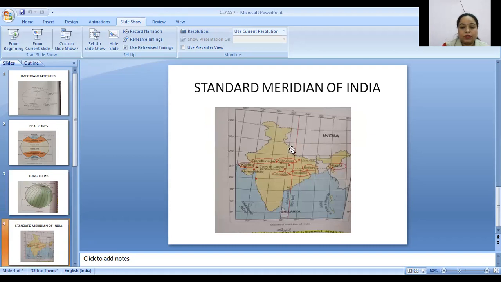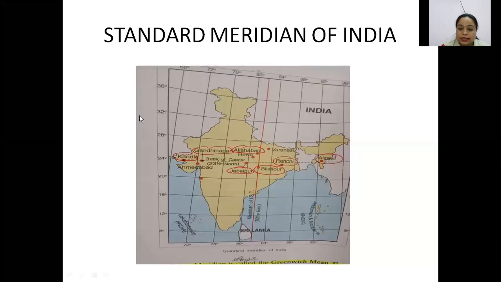Okay. Suppose this is the India map and the sun rises in the east. Everybody knows that the sun rises in the east. So what happened? The sun has already started rising in the east. But the sun has not reached this Kandla. Can you see Allahabad and Kandla over there?